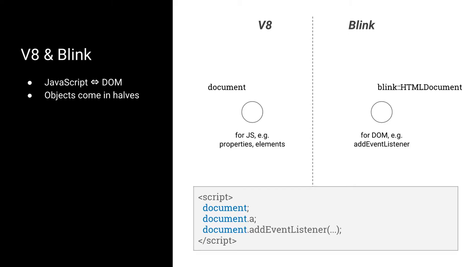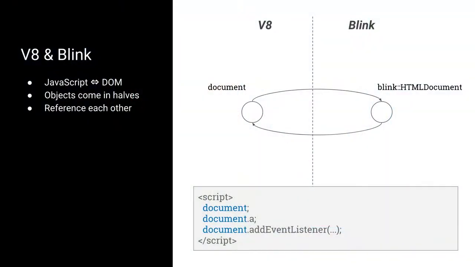This usually means that we have a representation in each of those worlds. We have a document, for these purposes, in V8's heap. All the property accesses, all the element accesses, any JavaScript-related stuff, so the .a thingy, would go to that half. The other half is in Blink, a DOM representation of the document. Any time you do a DOM mutation, or call add event listener, or do things like that, it would go to the DOM half. And obviously they reference each other, because in order to call from JavaScript into the DOM you need this reference, and vice versa. These things together form the document that you access from JavaScript. It's the wrapper, as we call it on the V8 side, and the wrappable on the Blink side. On a very high level, this is the basic concept of how bindings connect V8 and Blink.